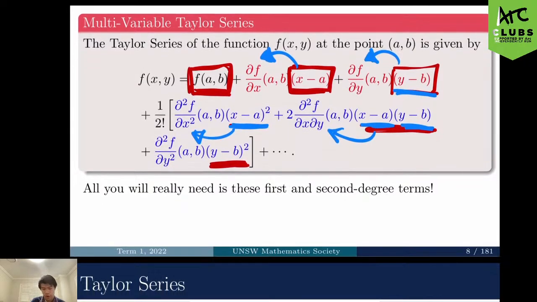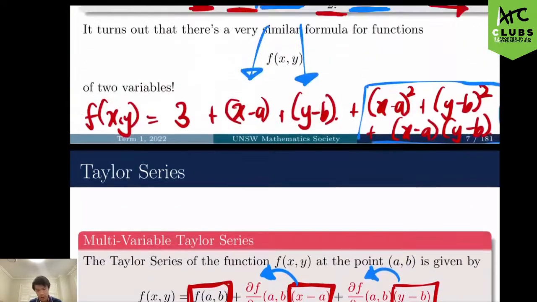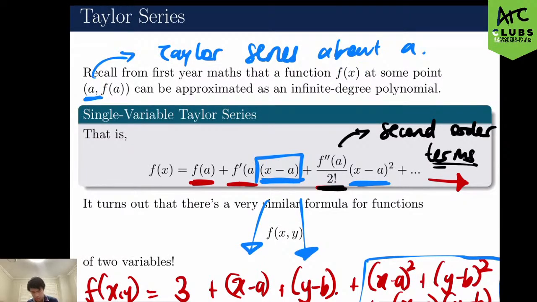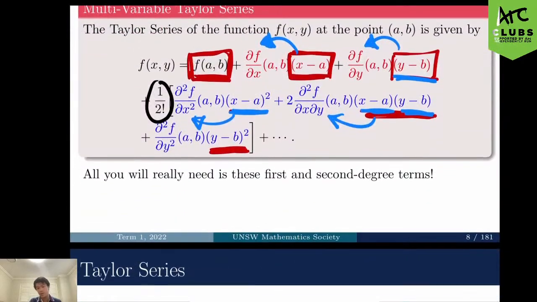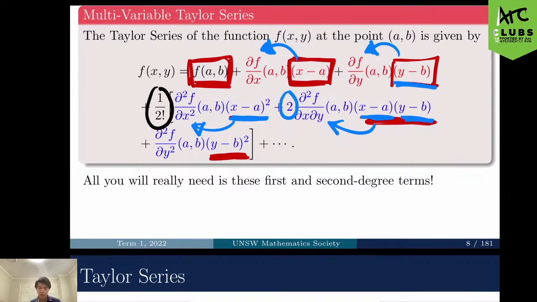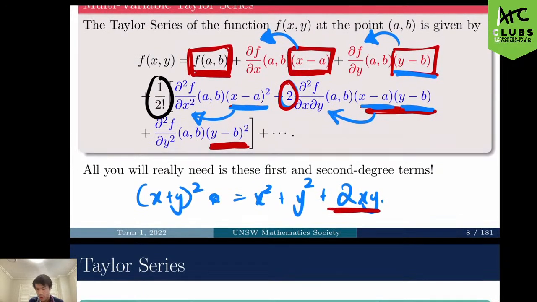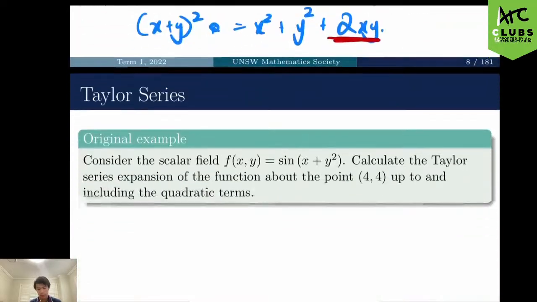The only thing to be mindful of is this: 1 on 2 factorial, because that's actually what we do with our normal Taylor series. We always have a 1 on 2 factorial next to the second order terms. Another thing to be mindful of is this 2 over here. You can think of it like when we expand a sum of two squares: we have x squared plus y squared, but then we have 2xy. There's going to be this 2 on the mixed terms, and that's what we got here.